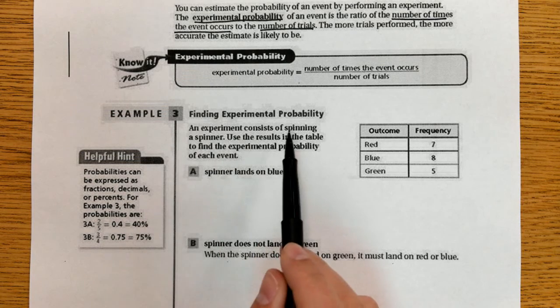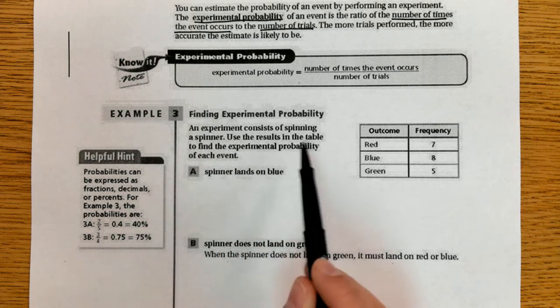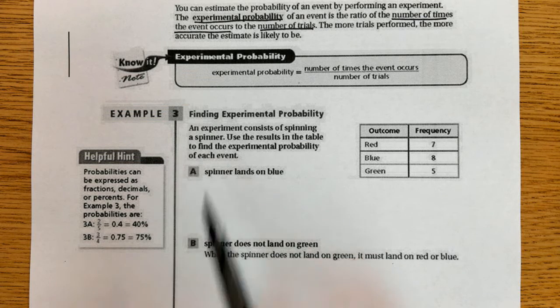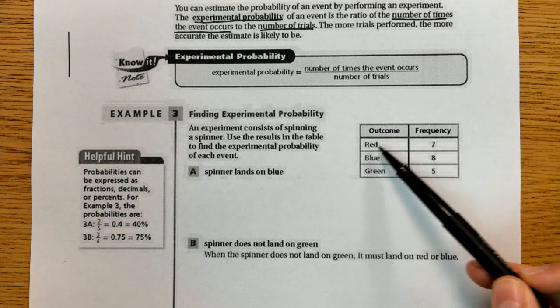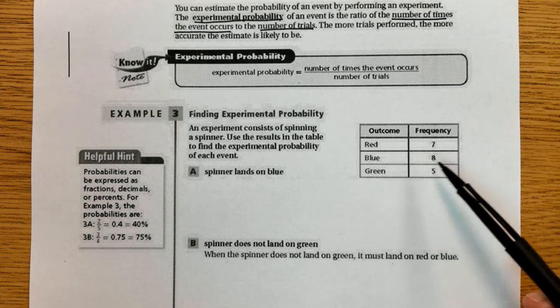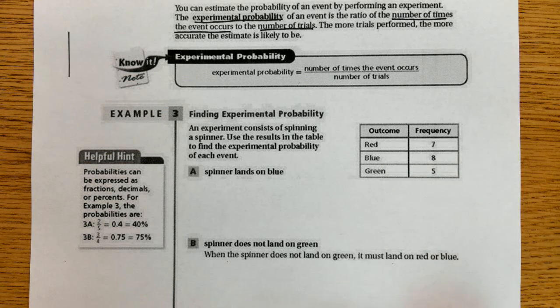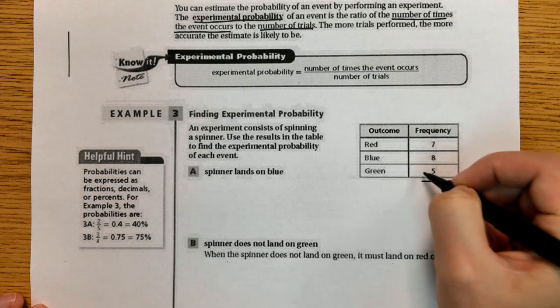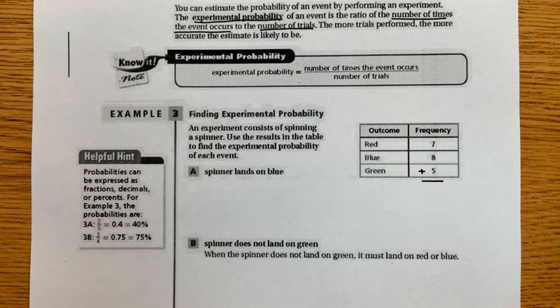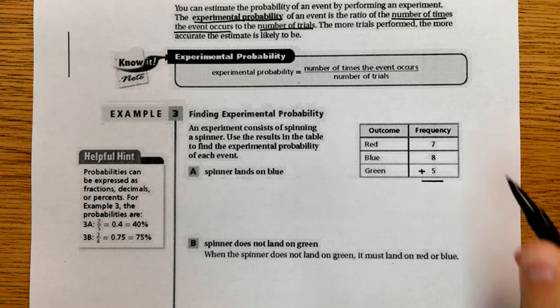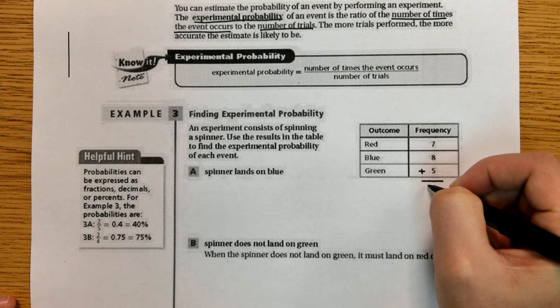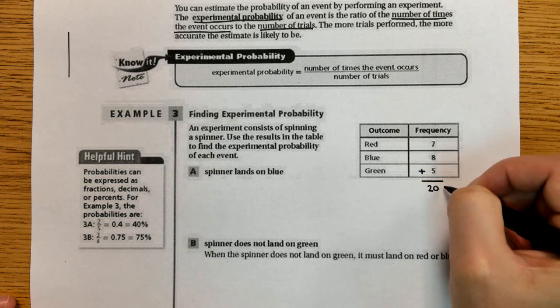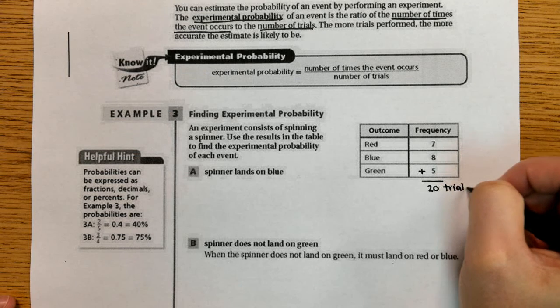So it says, an experiment consists of spinning a spinner. Use the results in the table to find the experimental probability of each event. So here we have the outcome and the frequency. So red occurred 7 times, blue 8 times, green 5 times. So in total, we have to find how many times we ran this experiment, the number of trials. So 7 plus 8 plus 5 will give us 20. So there's 20 trials here.